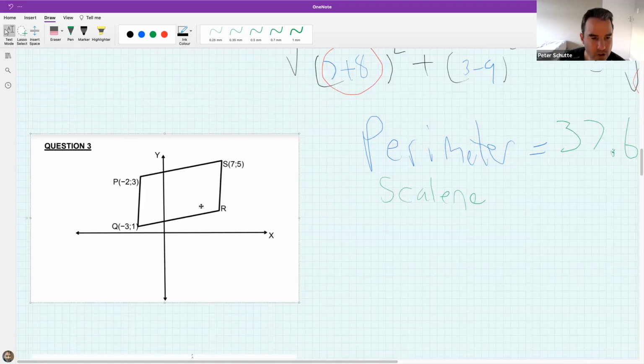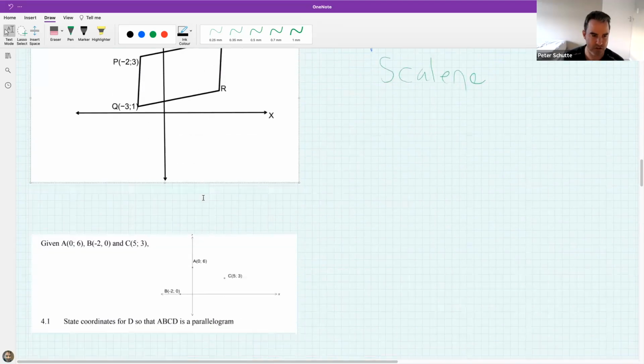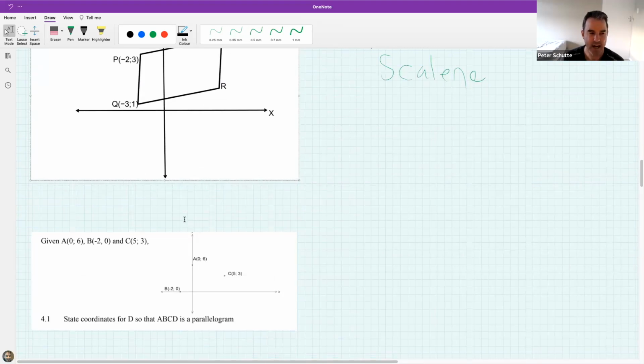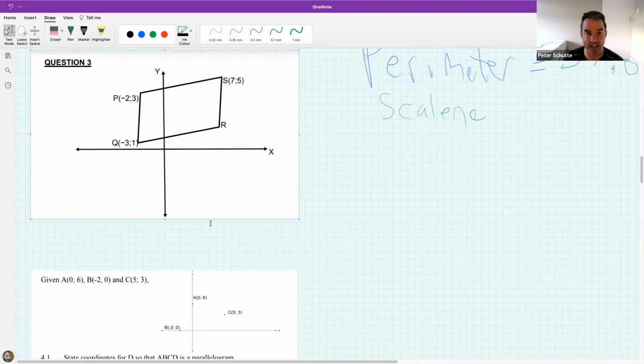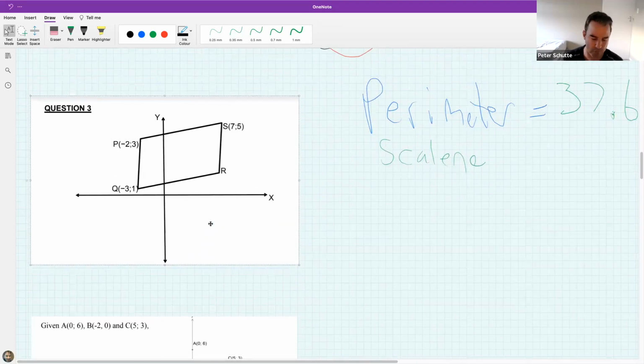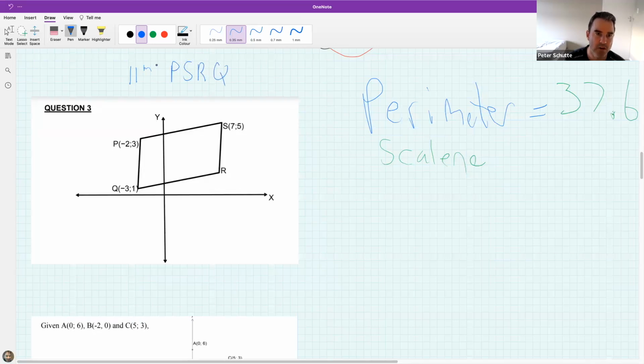Cool. So I want to move on to a different type of question. Often they give you a shape and they'll say the shape is a parallelogram. In this case, I obviously chopped that bit out, but they'll tell you that this thing is a parallelogram. It's going to be PSRQ. And when you write down a parallelogram, you always write down the vertices in order. So that's why I went PSRQ.